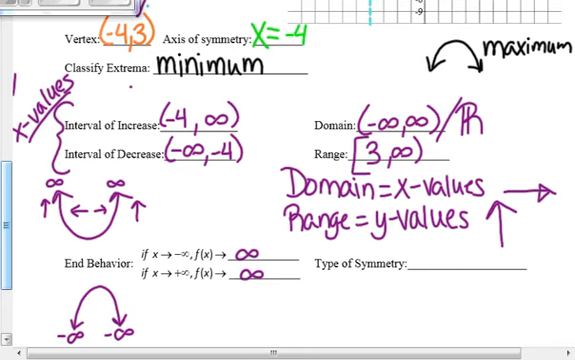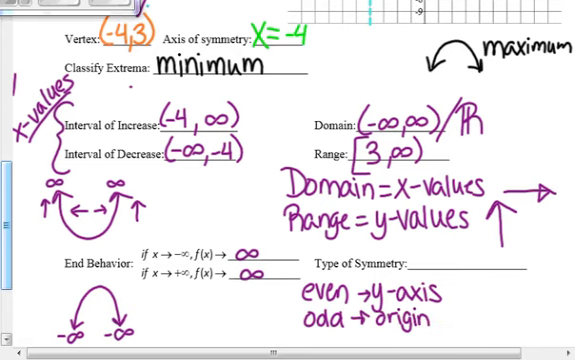Last thing we're going to talk about is the type of symmetry. We can have even, which is symmetric about the y-axis. We can have odd, which is symmetric about the origin. And that's it. No quadratics are going to be odd. They're not going to be symmetric about the origin. Those kind of functions would be cubic functions, which look like this.